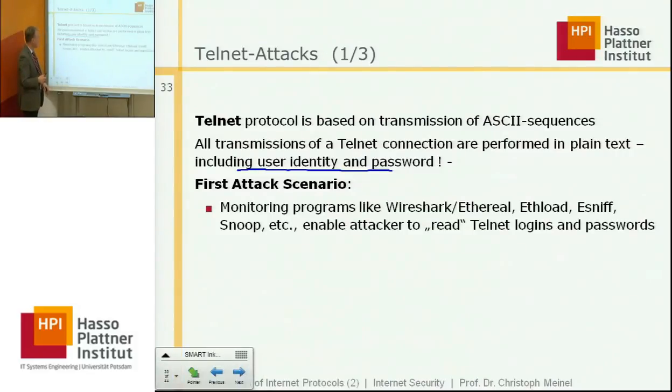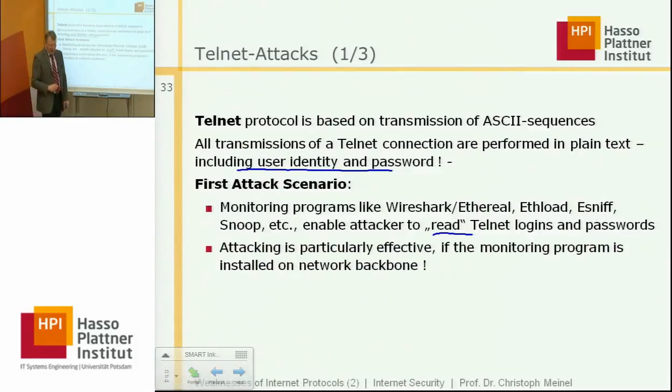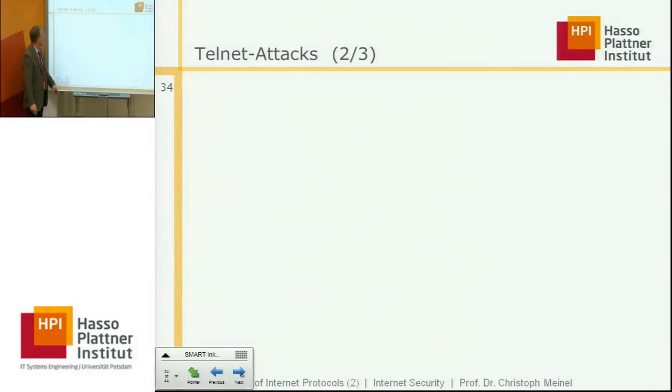So the first attack scenario is the following. Place a monitoring program like Wireshark, Ethereal, EtherPeek, Snort, Snoop, or others into the network, and this enables the attacker to read all Telnet messages. These Telnet messages are all in ASCII plain text, so it's easy to filter out the packets with login and password information. This attack is particularly effective if the monitoring program is installed not only on a simple host. If it's installed on the network backbone, then you can immediately see all the passwords, control all the communications, and filter out passwords.